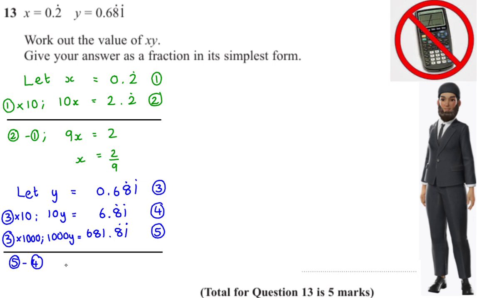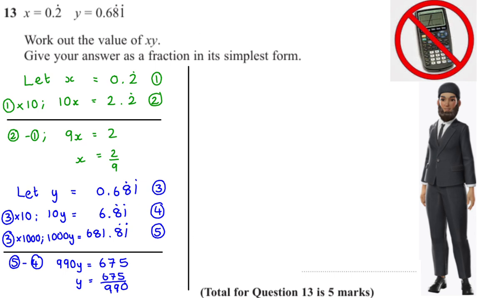Then we should get 1000y take away 10y, which is 990y, is equal to 681 take away 6, which should give us 675. And then finally we should get y is equal to 675 all over 990. Now we still need to simplify this. Let's see how we go. Let's create a margin over here and we'll continue over here.